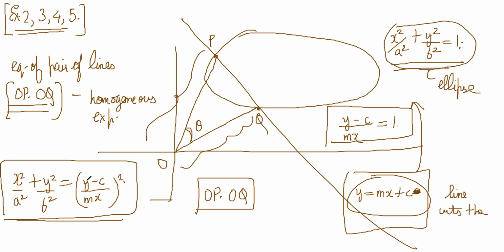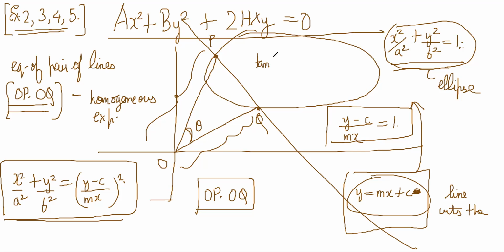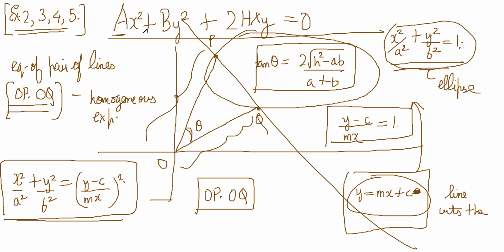Now if you simplify it, you don't even need to solve anything. You don't need to find the equation. You can just collect all the terms and it will eventually start looking like ax square plus by square plus 2hxy. And the angle between OP and OQ will be 2 times root of h square minus AB by a plus b. So you can find the coefficients a, b, and h and just apply the formula to get the angle.